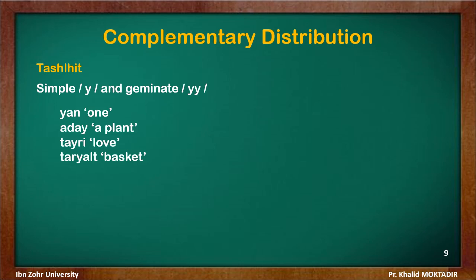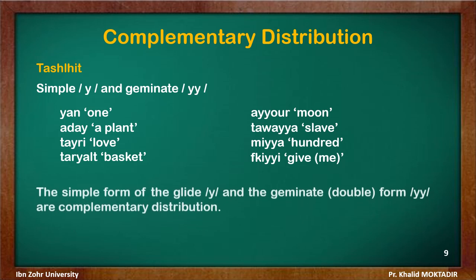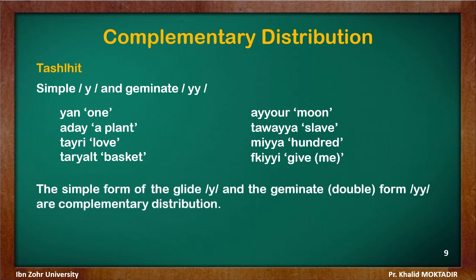Between a vowel and a consonant, and between a consonant and a vowel. While the geminate form, as you will see, has one single context. It always occurs between two vowels. The simple form of the glide and its geminate counterpart are in fact in complementary distribution.